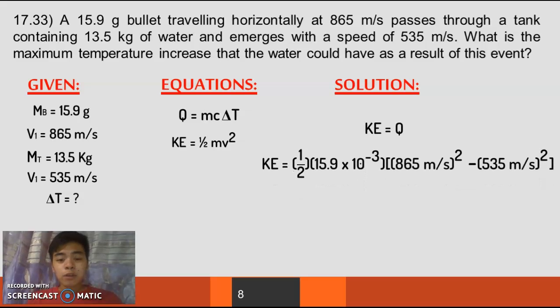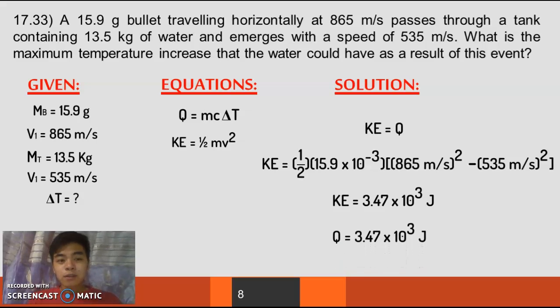So now let's solve for this. The kinetic energy is equal to 1/2 times the mass of 15.9 kilograms. I converted this because it's only in grams, so we converted it into kilograms. Multiplied by, since we have two velocities, v1 squared minus v2 squared. So 865 meters per second squared minus 535 meters per second squared will give us a kinetic energy of 3.47 times 10 to the 3 joules. This is the lost energy of the traveling bullet, but also this is the quantity of heat absorbed by the water in the tank, which the bullet passed through.